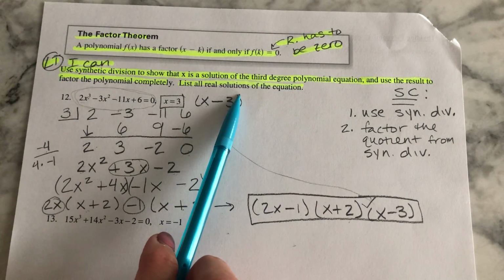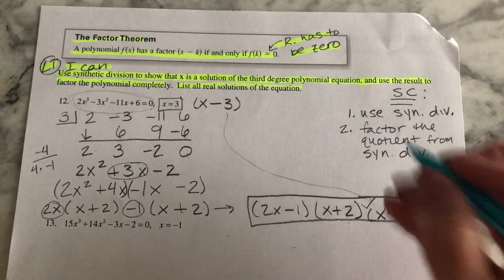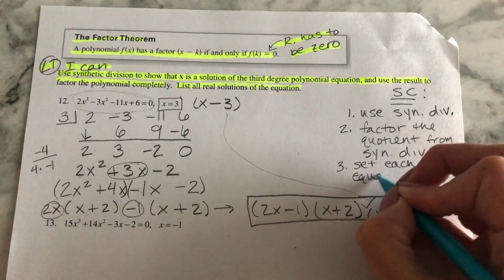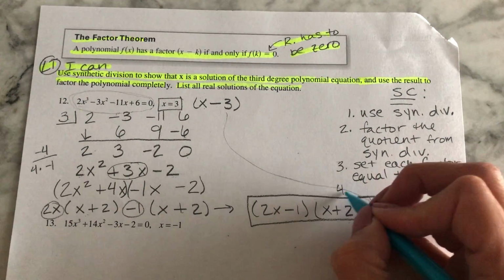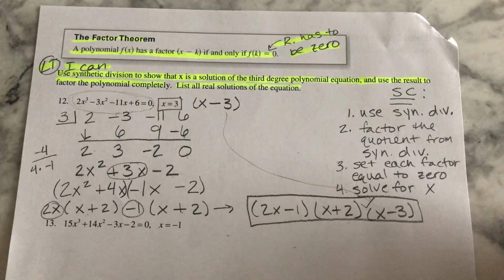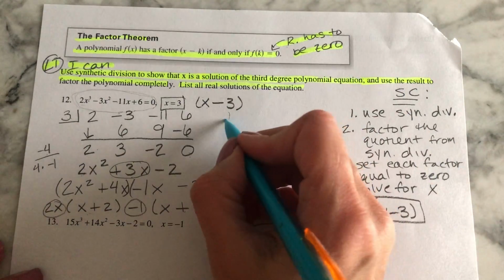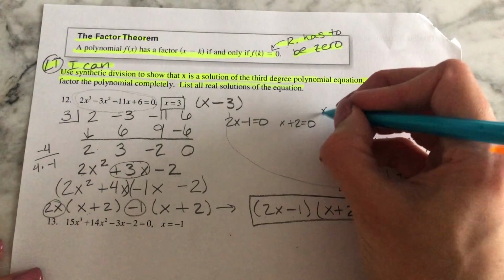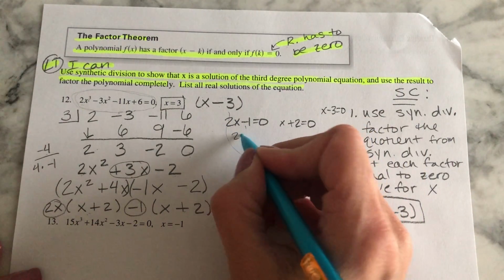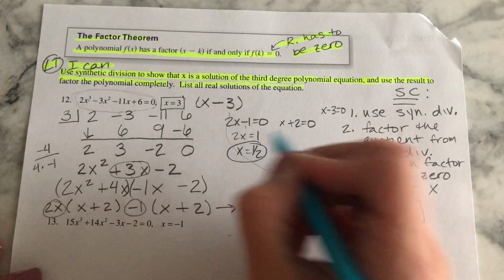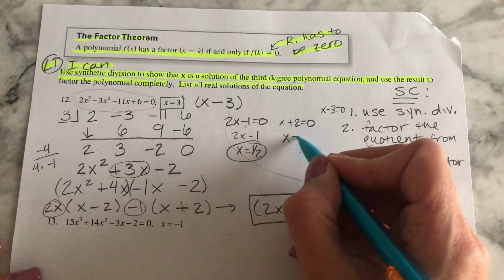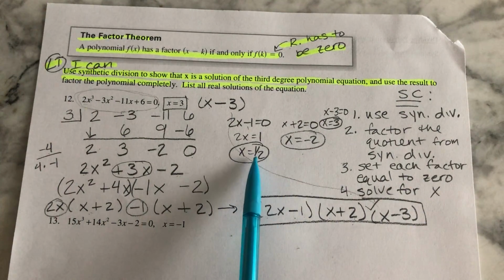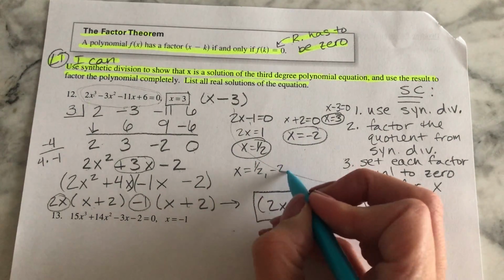Now we want to find the solutions. We want to find what x equals. So how are we going to do that? We're going to set each factor equal to 0 and solve for x, and that will give you your solutions. So I'm going to do 2x minus 1 equals 0, x plus 2 equals 0, and then x minus 3 equals 0. So you would add 1, divide by 2, so x is 1/2. Subtract 2 here, x is negative 2. Add 3 here, x is 3. So here's your factorization, and here's what x equals. X equals 1/2, negative 2, positive 3.